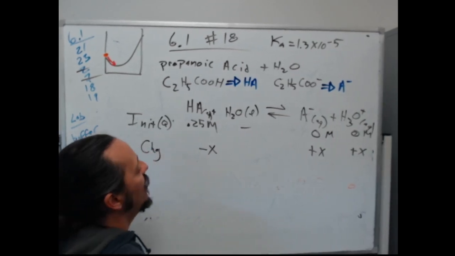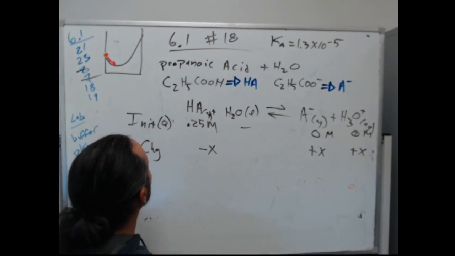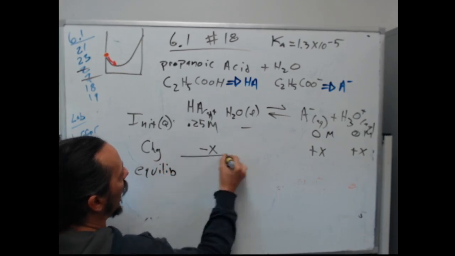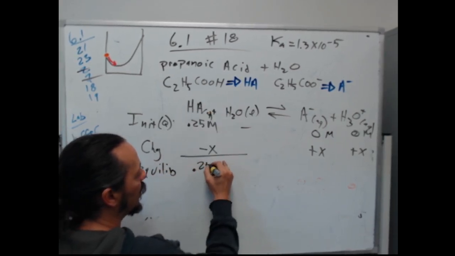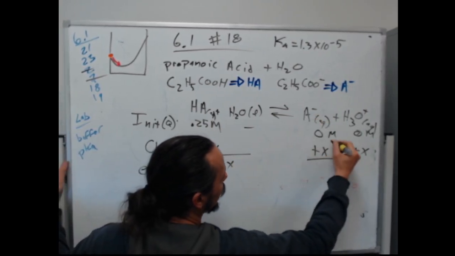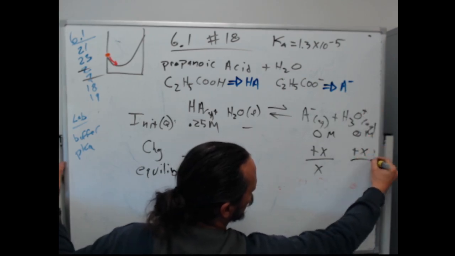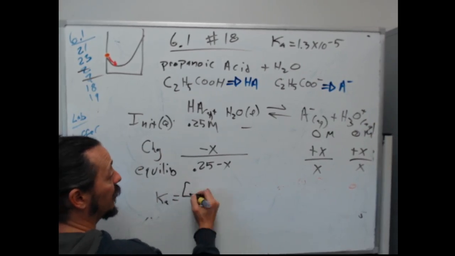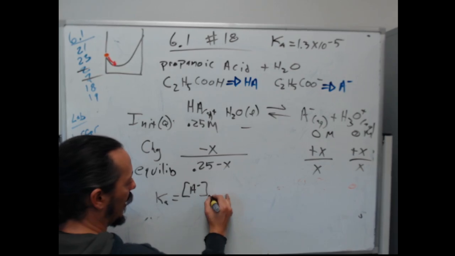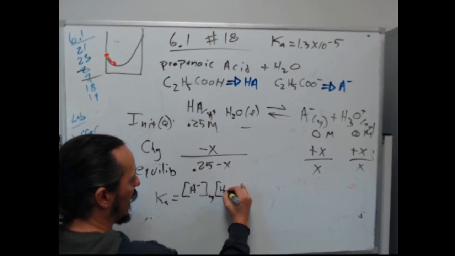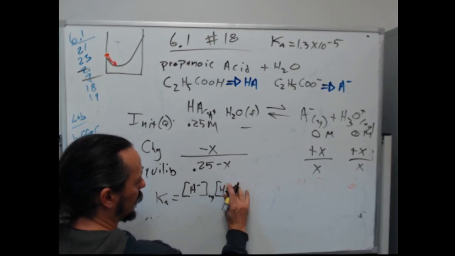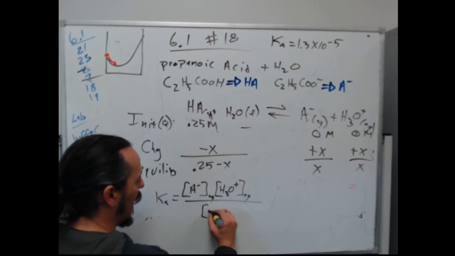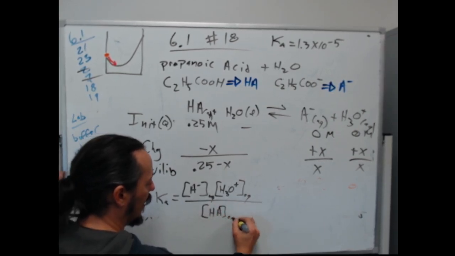And then we said, okay, when we finally get to equilibrium, I'm going to end up with 0.25 minus X. I'm going to end up with 0 plus X, which I'll just call X, and 0 plus X, which I'll just call X. My Ka expression is going to be products over reactants. It's going to be A minus at equilibrium divided by the H3O plus at equilibrium divided by my HA at equilibrium.